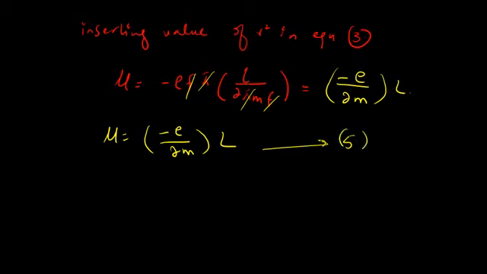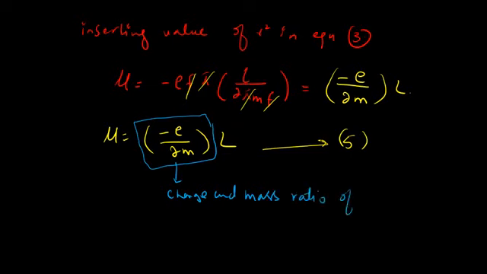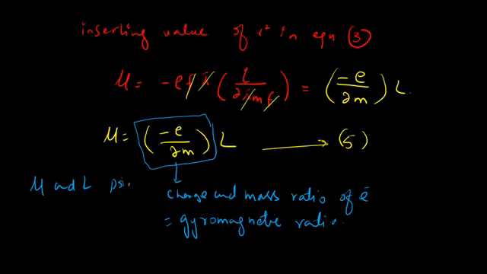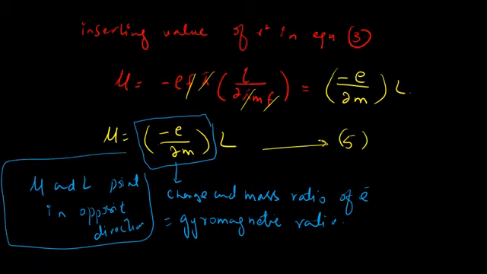Here we can see that the quantity minus E divided by 2m represents the charge to mass ratio of the electron in a hydrogen atom, and this is called the gyromagnetic ratio. The negative sign here indicates that the magnetic moment mu and L point in opposite directions, due to the negative charge on the electron.